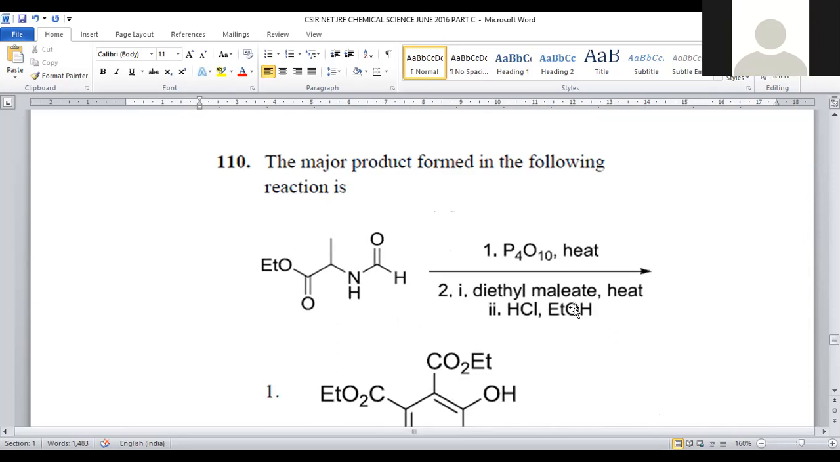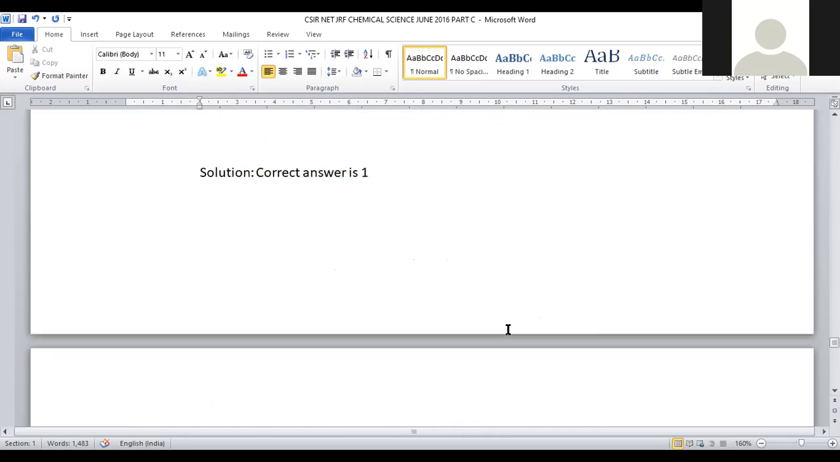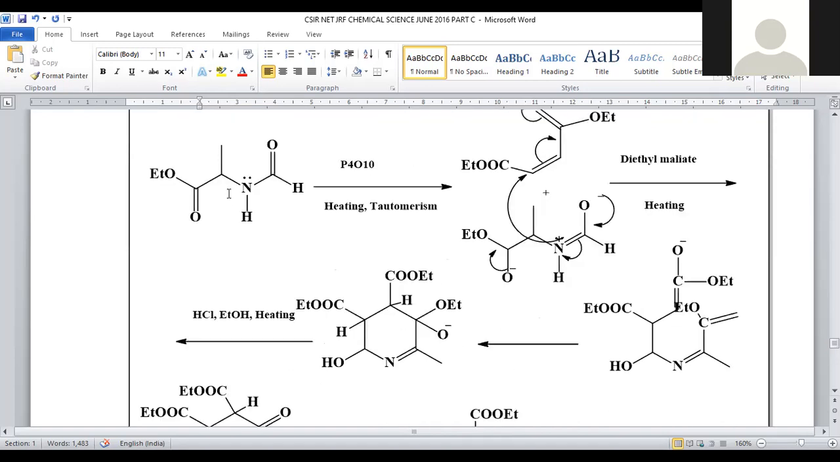Upon heating, the compound will be transformed into one of the products, and subsequently treated with HCl and ethanol. Acidic conditions are employed here. Then finally, what will be the product? We have to predict. For that purpose, let us see the mechanism.